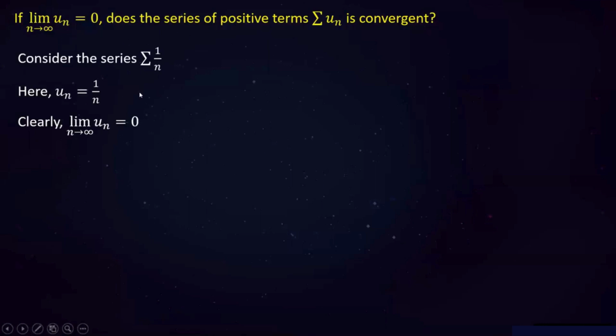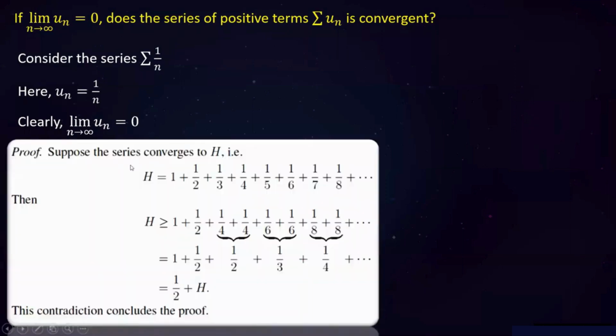Now let us consider this series, summation 1 by n, right? When you take this particular series, Un will be only 1 by n. It is usually summation Un, and therefore you can understand Un is equal to 1 by n. When Un is 1 by n, what happens to the limit? The limit as n tends to infinity of Un will be 0, as 1 by infinity approaches 0 only. But now the question is whether the series summation 1 by n is convergent or not, right? I'm just trying to prove that it is divergent and see how it is.